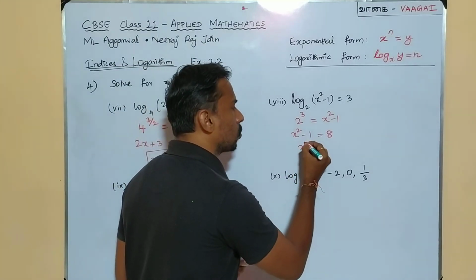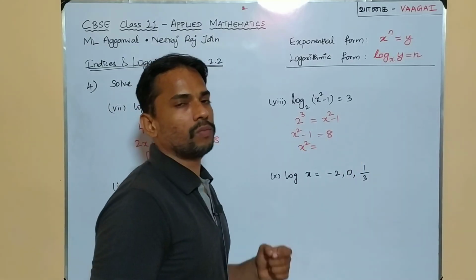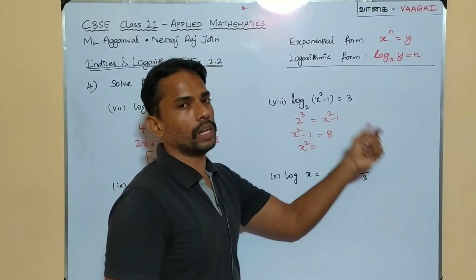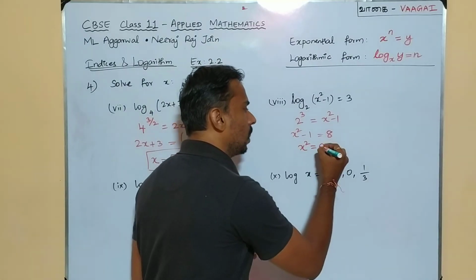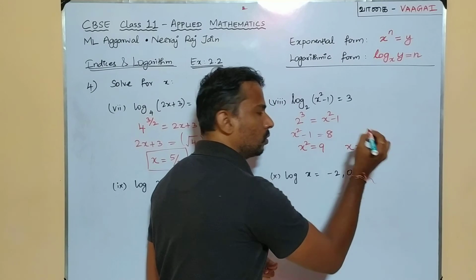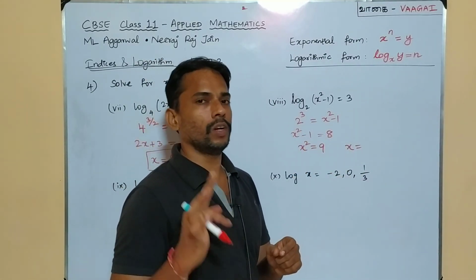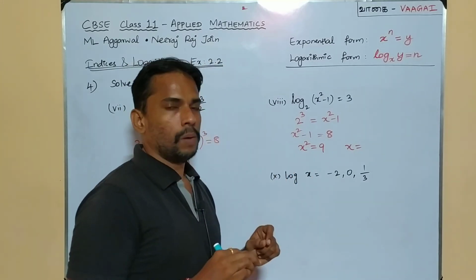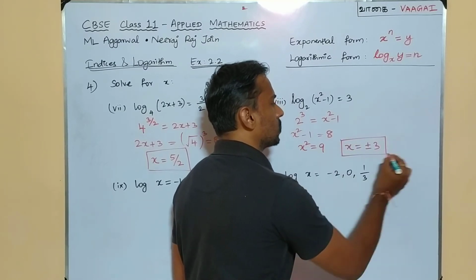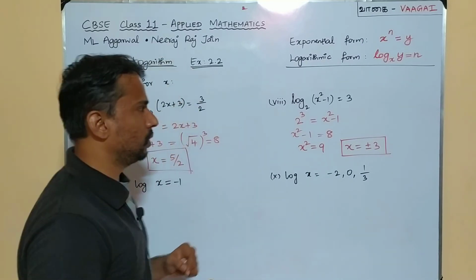So x square will be equal to 8 plus 1, since this minus 1 goes there as plus 1, which will be 9. So when x square is equal to 9, what about x? Be careful here, when x square is equal to 9, x can take two values, because x can be plus or minus root of 9. So that means x is equal to plus or minus 3. We got two solutions here for x. So this is going to be the answer for our subdivision 8.